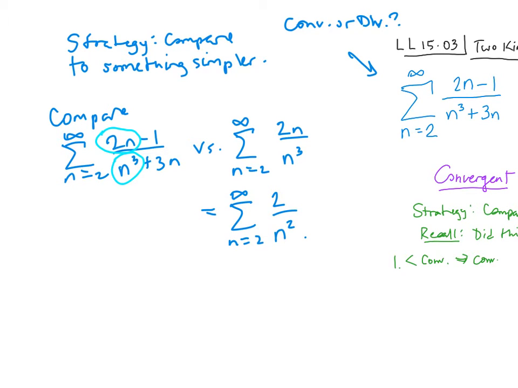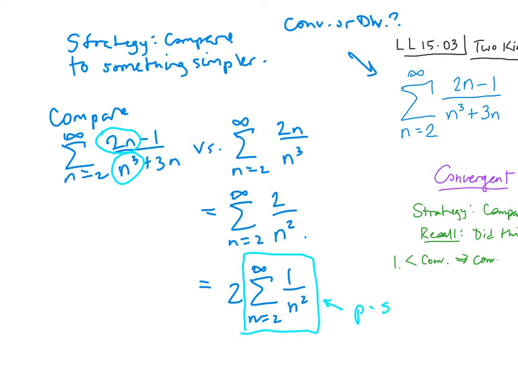Now at this point, I hope that you are thinking of a particular series test that may help us here. Now it might help to rewrite this as 2 times the sum from n equals 2 to infinity of 1 over n squared. Now that should look like something that we have thought about before. Now it was in a more general context, but this is a p-series with p equal to 2.